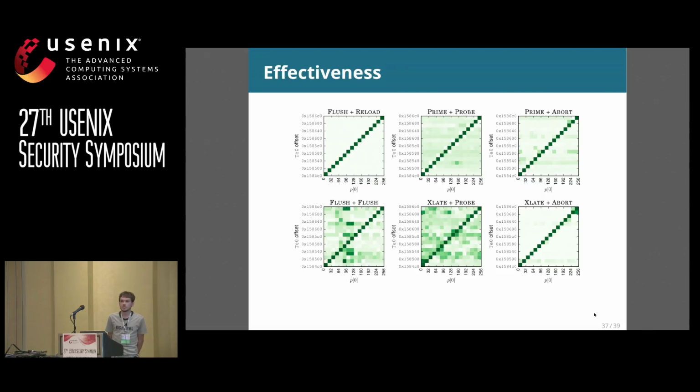For effectiveness, we used the OpenSSL T-table AES implementation and tried to see if we could get a signal with all six cache attacks. You can clearly see that we get a signal for all six cache attacks, including ours, which means that translate and probe is effective against AES T-tables.